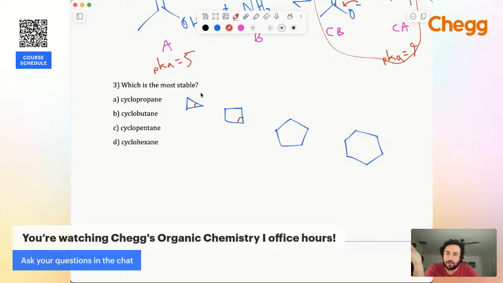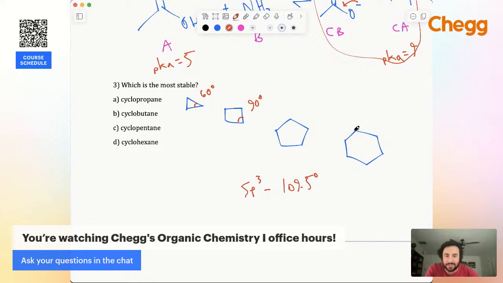An equilateral triangle like this has 60-degree bond angles. A square has 90-degree bond angles, right? We know that these are all supposed to be sp3 carbons. These are all fully saturated molecules, there are no double bonds. They all have two hydrogens on them, so they want to have 109.5 degree bond angles. That is the desired geometry around an sp3 center.